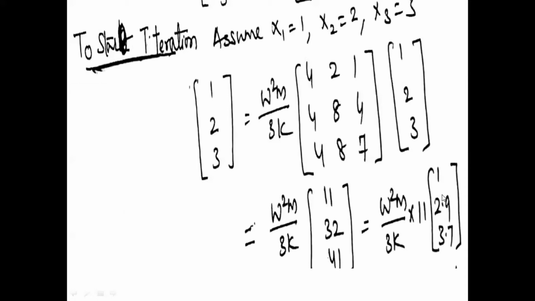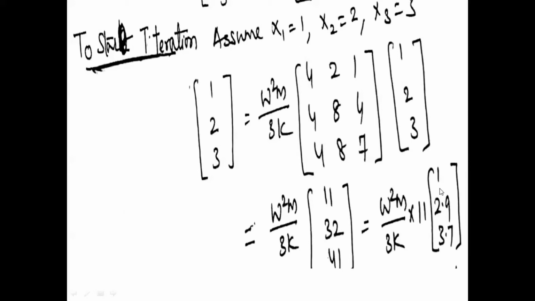Now here you find that the mode shape which was assumed initially does not match with the mode shape actually coming. Here it is 2, here it is coming 2.9. Here it is 3, it is coming 3.7. So we'll have to go for the next attempt, next iteration.